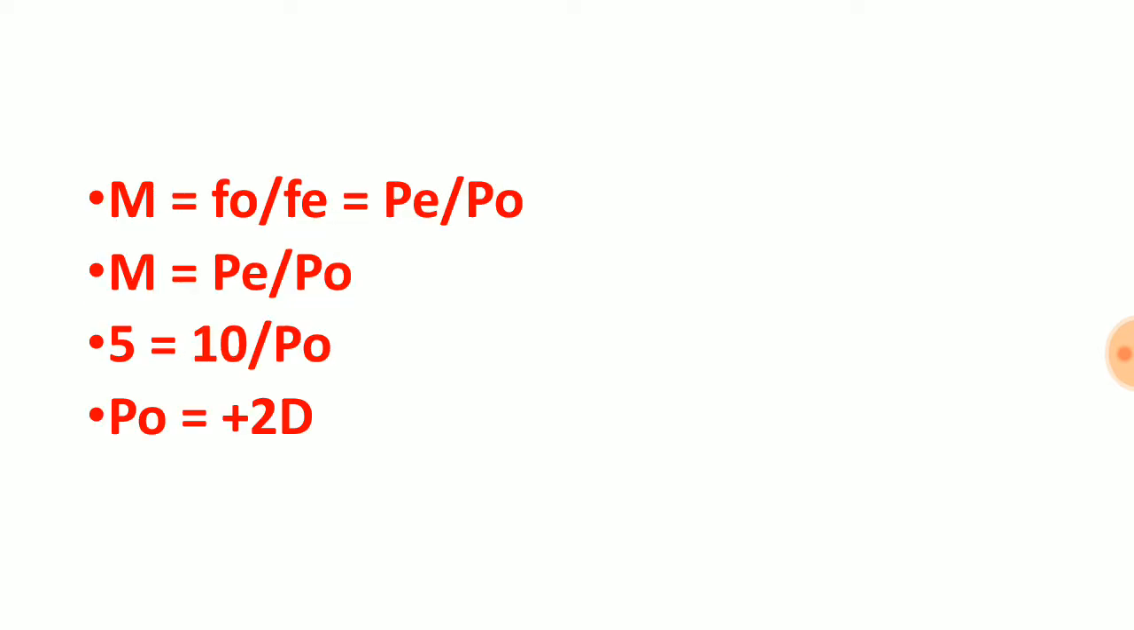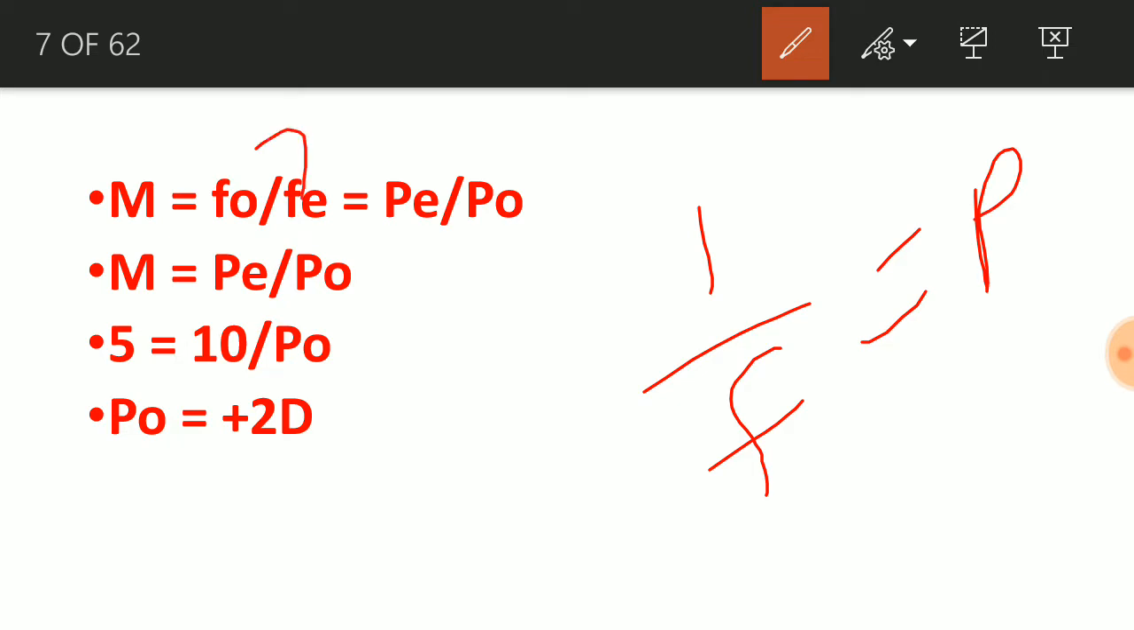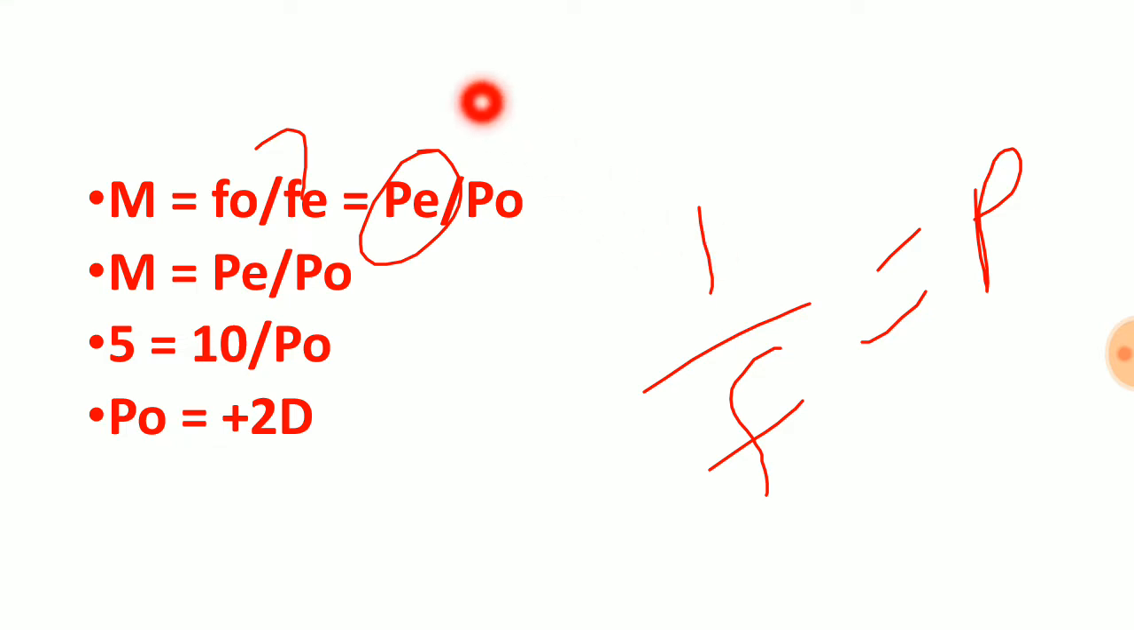Now in the case of astronomical telescope, our formula to find magnification is focal length of objective to focal length of eyepiece, and we know that 1 by f is equal to power. So here 1 upon fe will give us Pe and fo is in numerator, so Po will be in denominator. So magnification of astronomical telescope, that is fo by fe, can be also written as Pe by Po, that is power of eyepiece to power of objective.